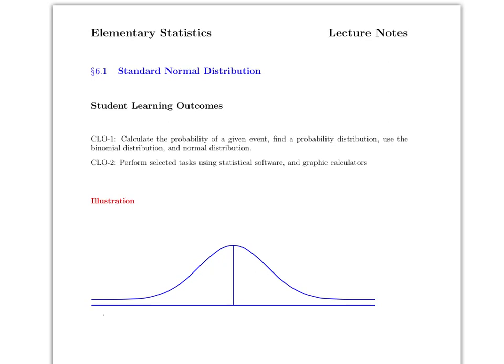Hello, everyone. In this micro lecture, I will go over how to find standard normal values using the graphing calculator, specifically a TI-83. So we will be focusing on two learning outcomes. One has to do with the normal distribution, and the other is how to use graphing calculators to find values of the normal distribution.